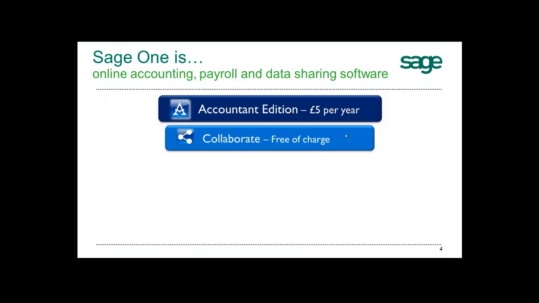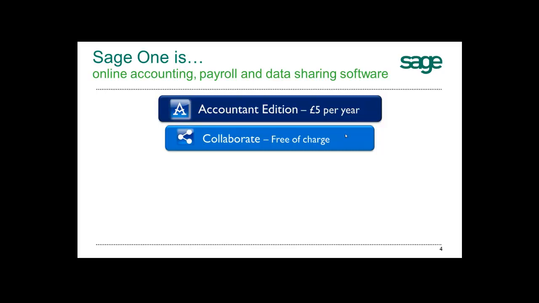Then we have Sage 1 Collaborate. This is a feature within the Accountants Edition which allows accountants and bookkeepers to work securely and efficiently with your clients. By using Sage 1, you can share information like documents and data files at no extra charge.